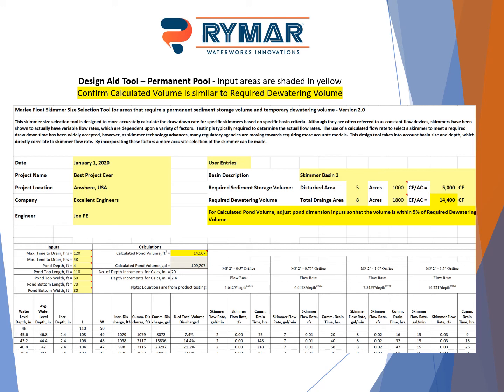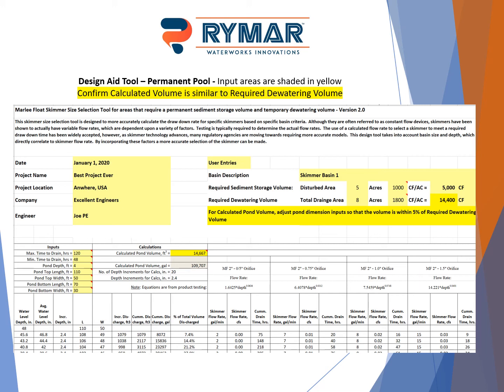Again, your pond top length and width and bottom length and width need to be adjusted as needed based upon your engineering judgment to get a calculated pond volume that's relatively close to your required pond volume. Typically, the pond depth would have very little adjustment. You would adjust your top length and width and bottom length and width in order to get an accurate representation of the pond volume.